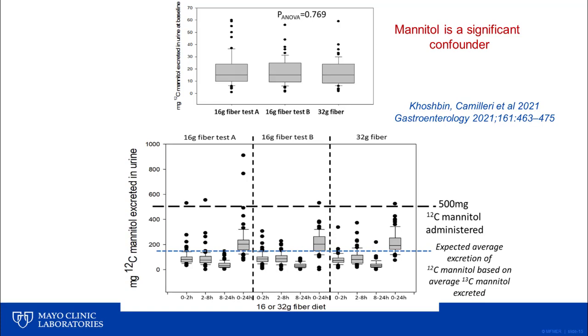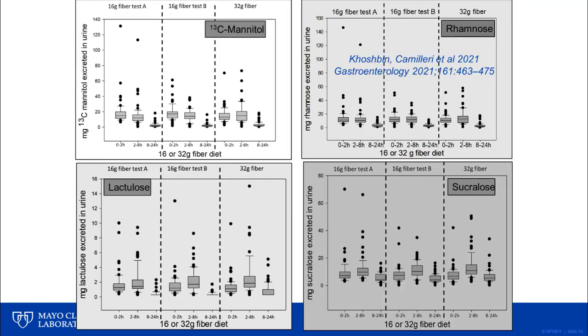And I bring this to your attention because there's so much of the literature which does not actually correct for any potential contamination, even in these very carefully done balanced studies that we did. These are some data of the 4 sugars that we studied. And as you can see, here we have 13 carbon mannitol. Here we have rhamnose, lactulose, and sucralose.